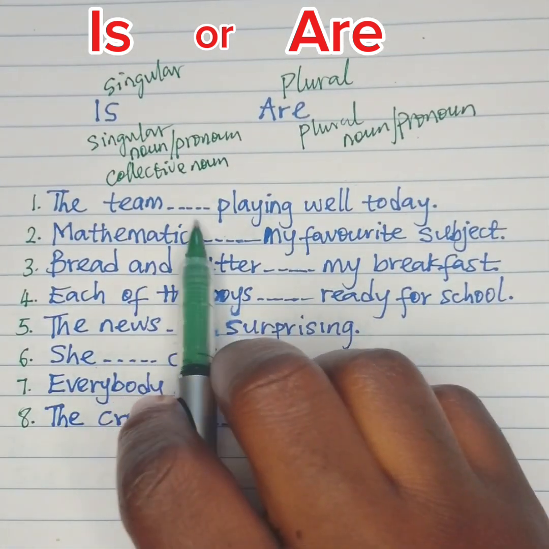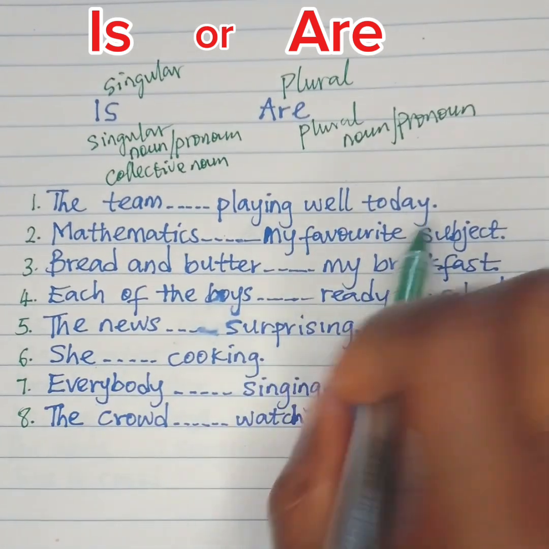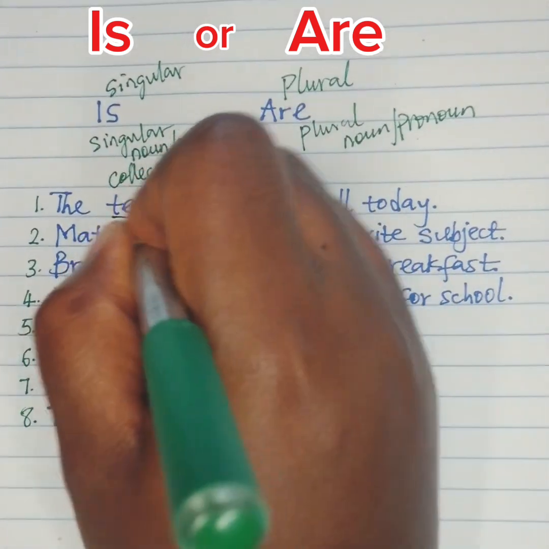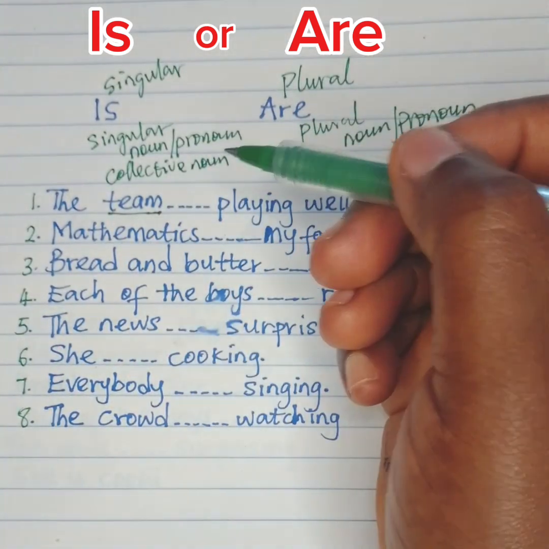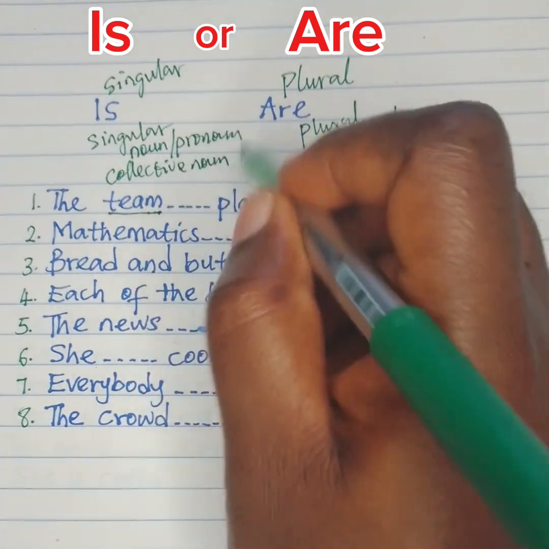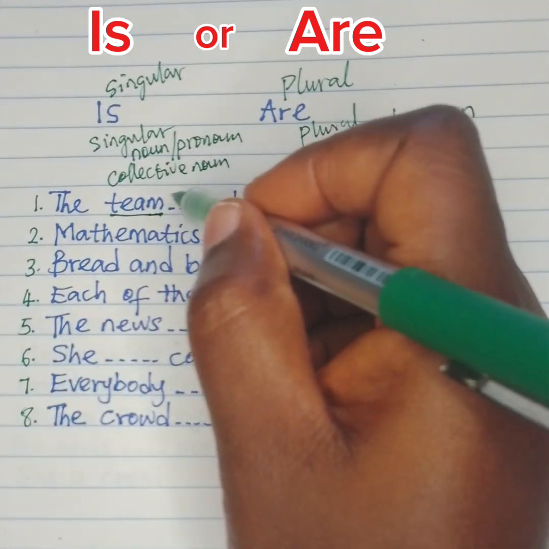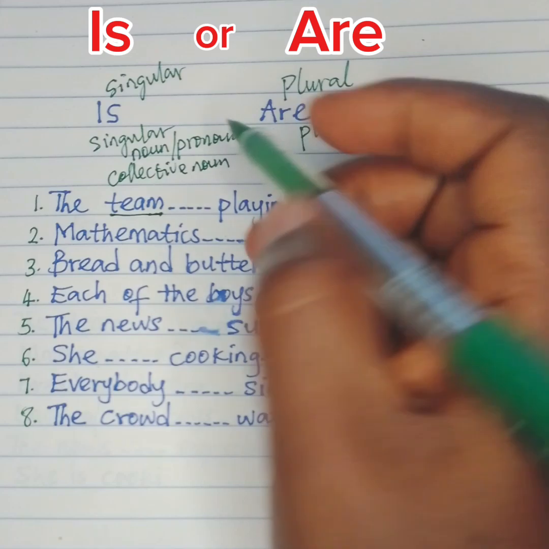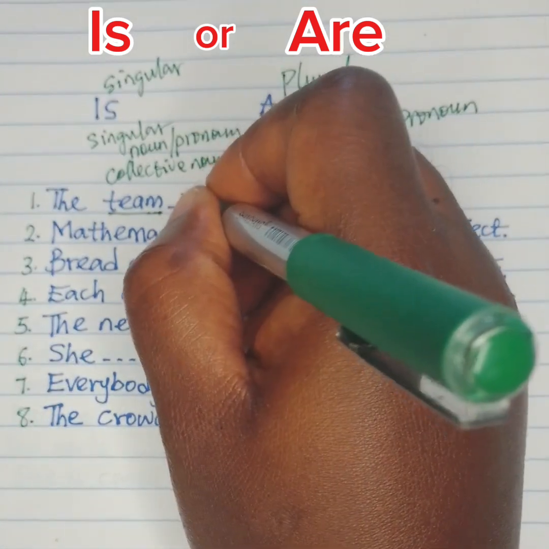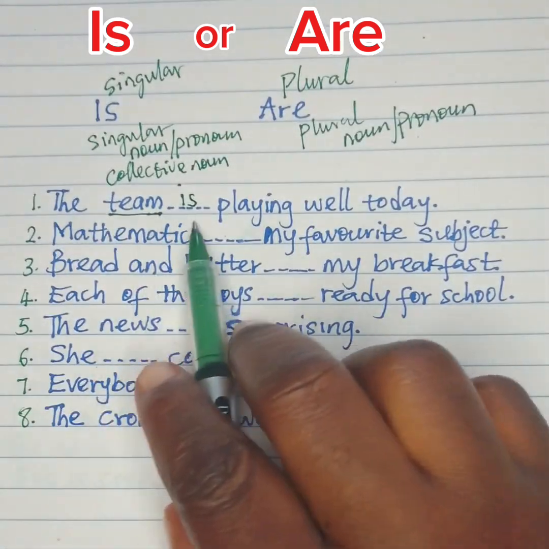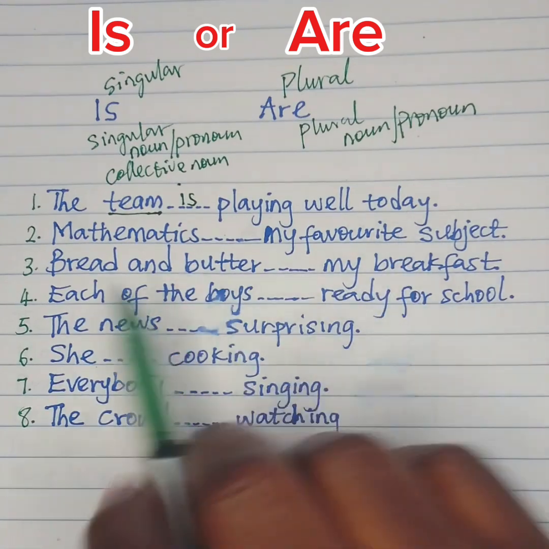The team blank playing well today. The keyword here is team. Now, team is a collective noun. So every collective noun goes with the singular verb is. So we write is. The team is playing well today.